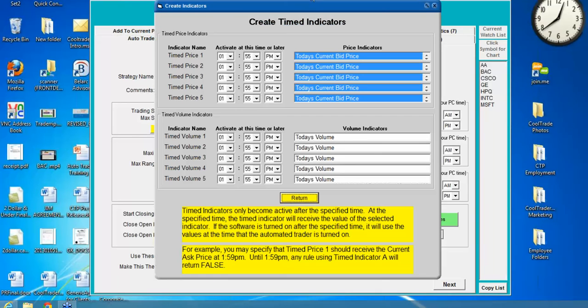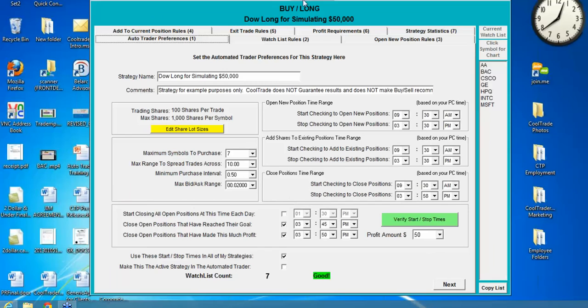Other things to show you. These are for more advanced classes, but you can create timed indicators, so you can determine when to get in and out of positions based on timed indicators, which are available. Certainly, you don't need to know how to do any of that out of the gates, but we will be teaching you how to use those down the road if you'd like.